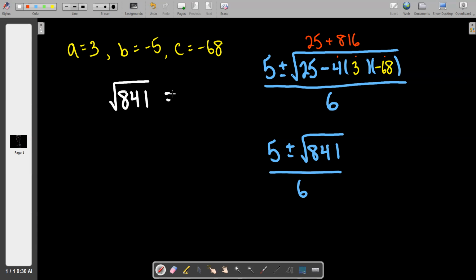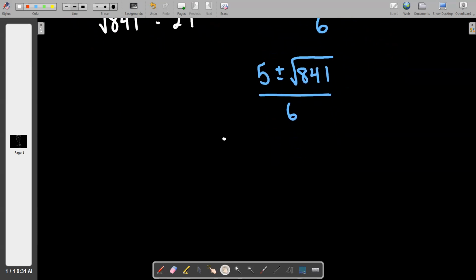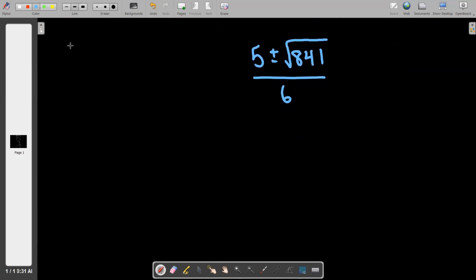Do you guys know what the square root of 841 is? It's 29. I don't even need a tree. That's awesome. So I'm going to replace my square root of 841 with just a regular number.